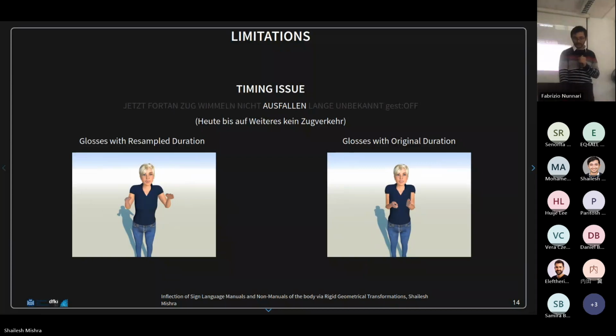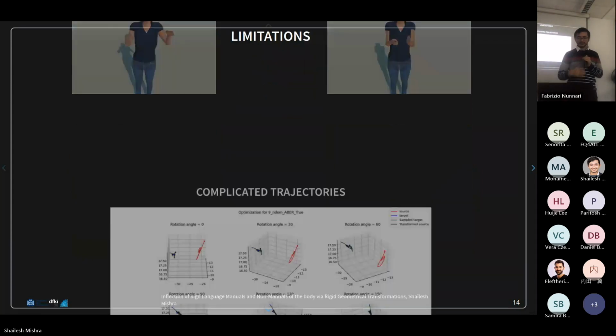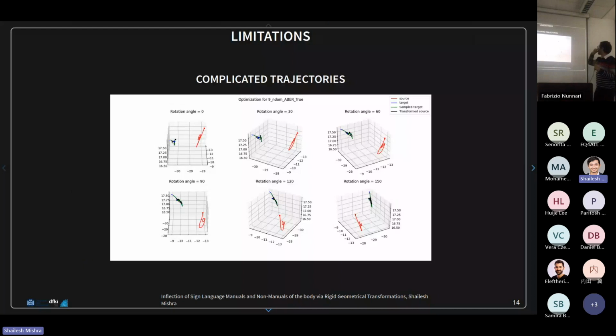And next, what we have is something like this kind of trajectory. So this is one trajectory for this sign, right? It's a signing motion. Now we have to optimize this kind of trajectory. How do you do that? It's a very complicated trajectory, right? And if we have such motion, then our optimization fails in these kinds of cases. And this is another limitation.